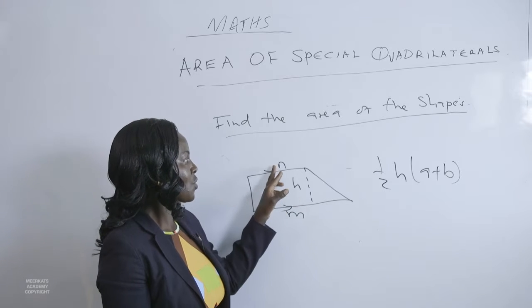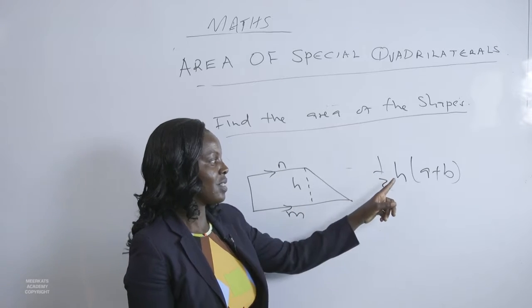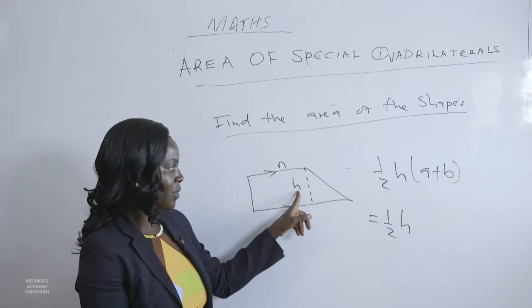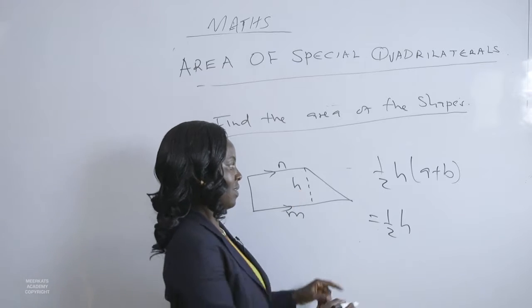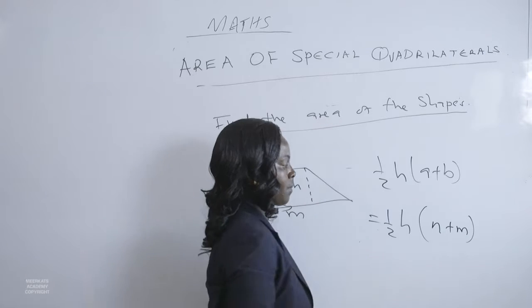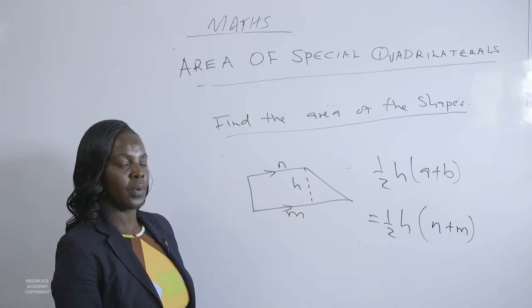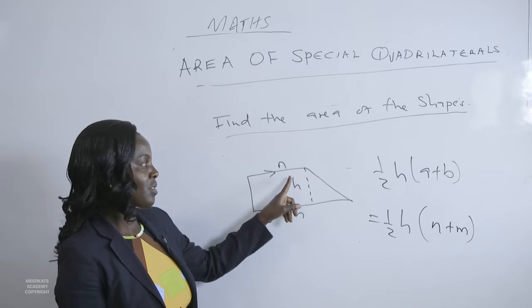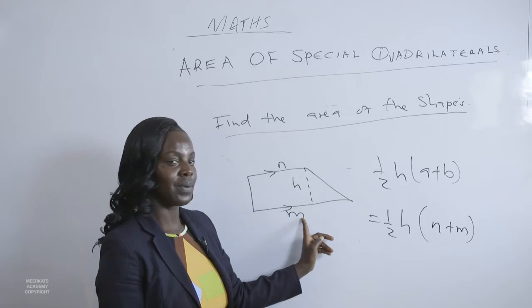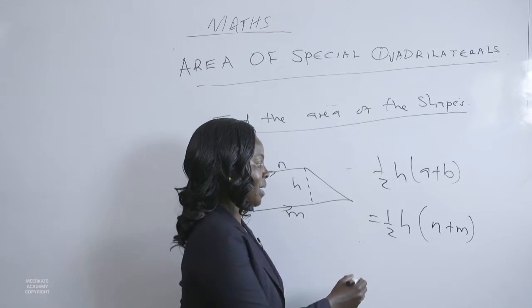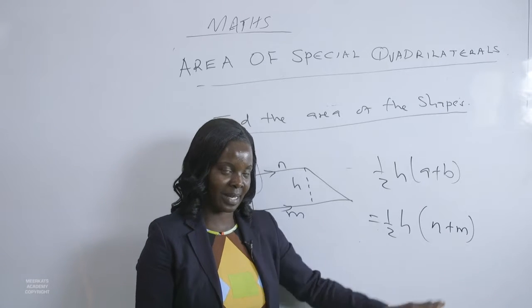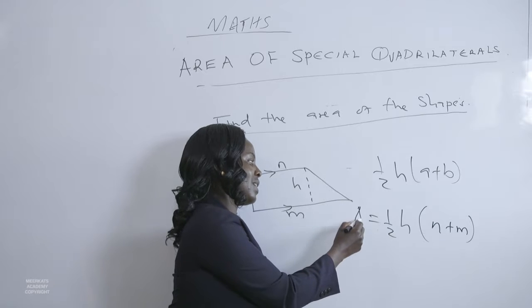We only substitute using the letters that we are given into the rule. We will not substitute H because it is indicated as also H. So the only thing that we will do is to substitute A with N and B with M, and this will be our answer. We cannot proceed from here because they are not like terms. So this will be the area. You will leave the area at that.